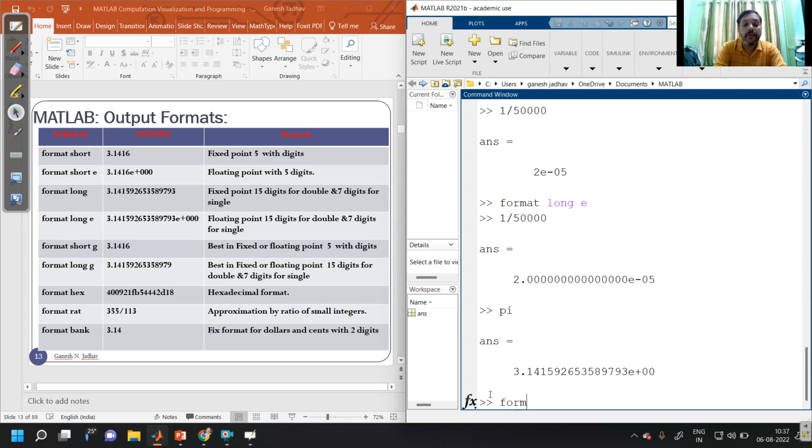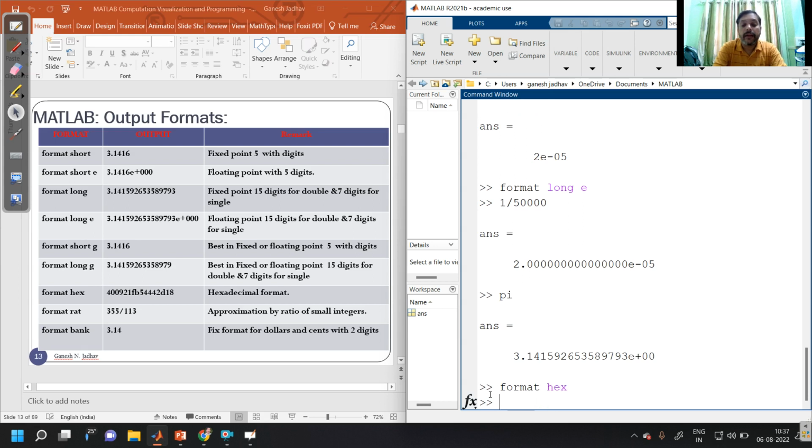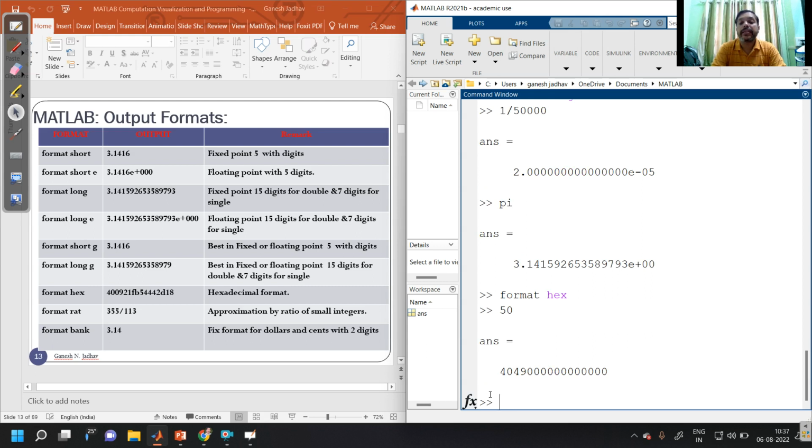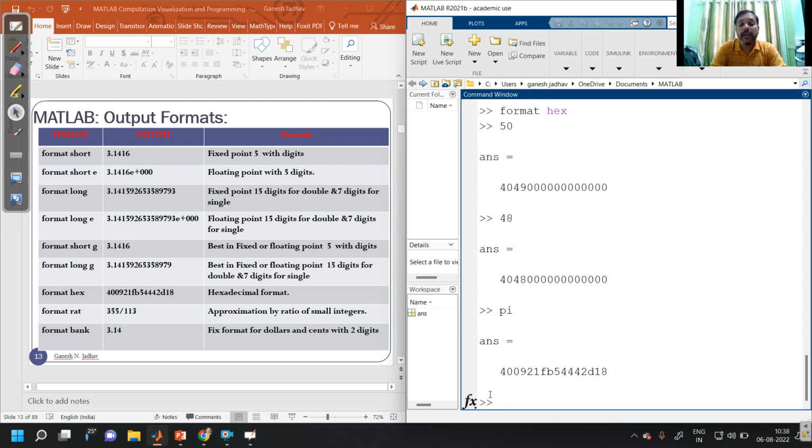Then I type format hex. If I type format X and display 50, or if I type 15 and press enter, it will display its hexadecimal equivalent. If I type 48 over here, it will display the hexadecimal number of that. Now let us display pi. You can look, this is the value of pi in the hexadecimal numbering system. Suppose I want the hexadecimal number of 15. If I type 15, it will display the equivalent hexadecimal number.